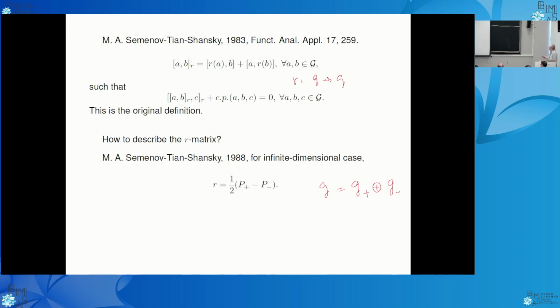Now, for the finite-dimensional case, G is decomposed into G plus and G minus. So basically, it is the projection onto the positive part and the projection onto the negative part. Our r-matrix is defined as 1/2 (P plus minus P minus).